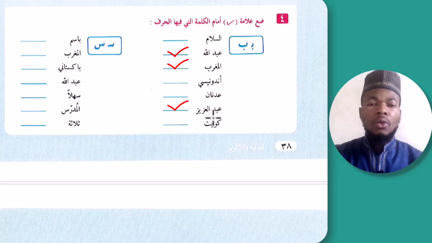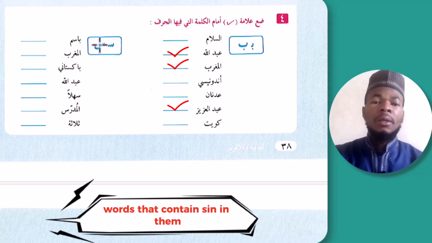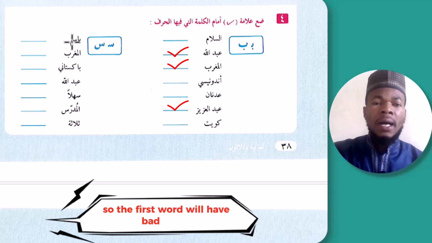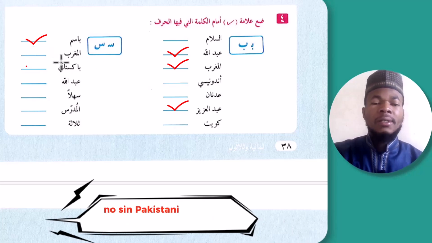Then Kuwait, no ba. So on the other side, here we have the letter sin. So here we're going to pick out the words that contain sin in them. So the first word we have is Basimun. So there is sin on this, so we'll put good here. Al-Maghrib, no sin. Pakistaniyun, there is a sin.